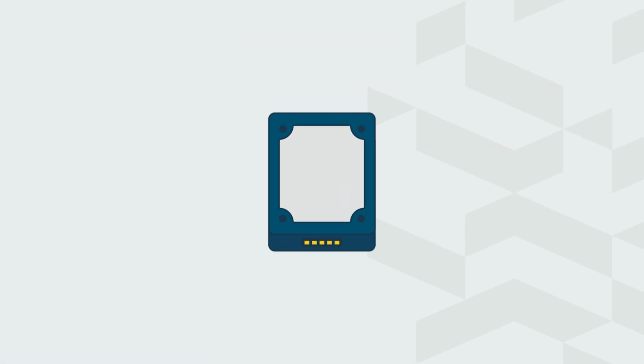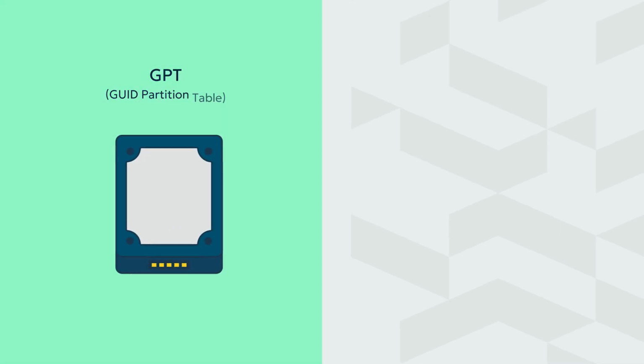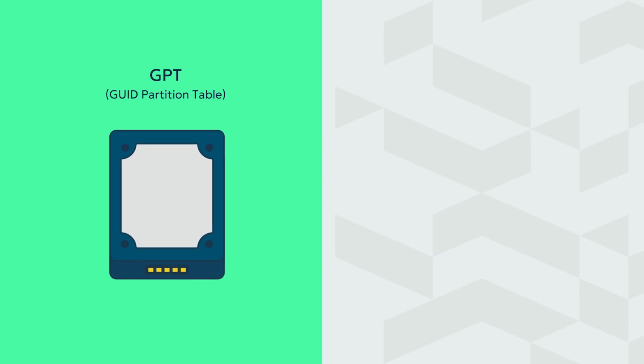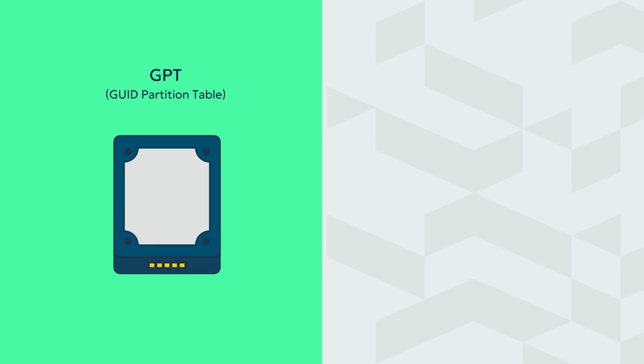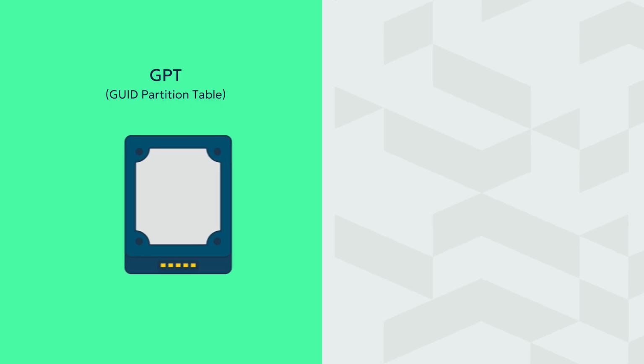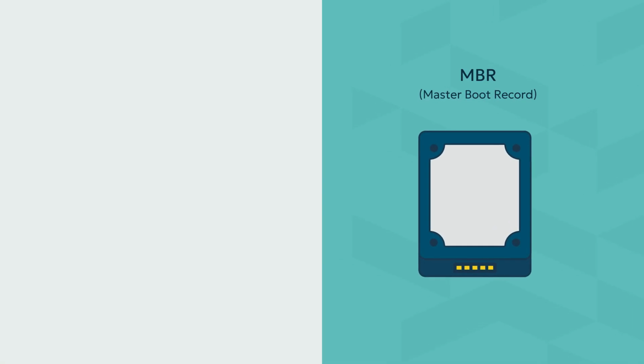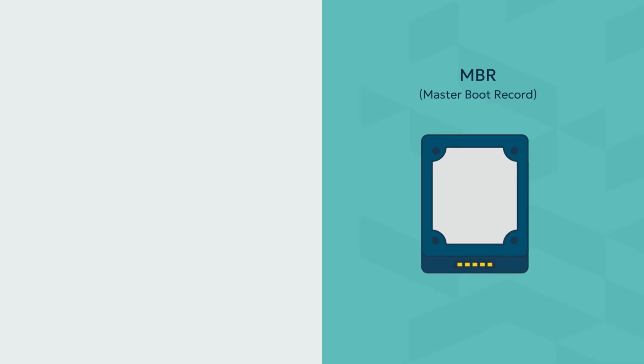The right partitioning scheme for your drive will ultimately depend on your needs and goals. GPT is the best option if you're working with modern systems, drives larger than 2 terabytes, UEFI boot, or enterprise reliability needs. But if you're supporting legacy systems, older operating systems, or simple drives under 2 terabytes, choose MBR.